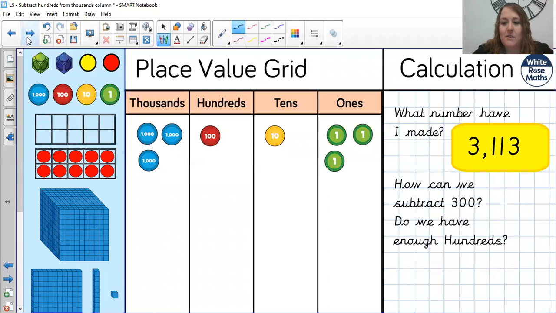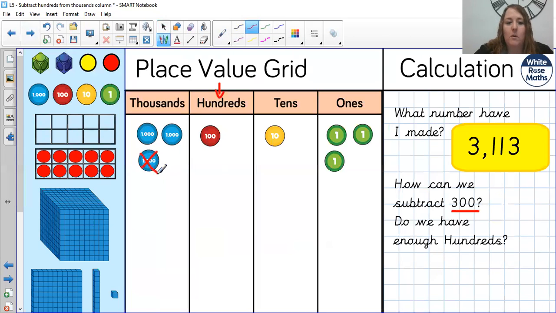Okay, with our 3,113, we're going to have a go today at subtracting 300. How can we do this with our counters? My first question is, do I have enough hundreds? If I look at my hundreds column, I have 100 in there, but I need to subtract 300. Automatically, I don't have enough. So we're going to be exchanging.